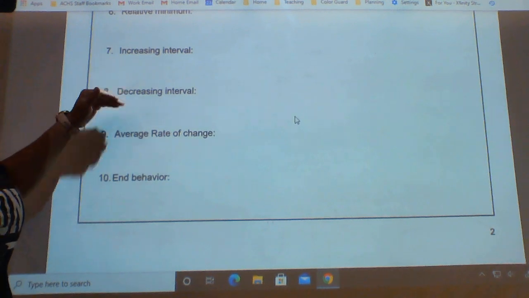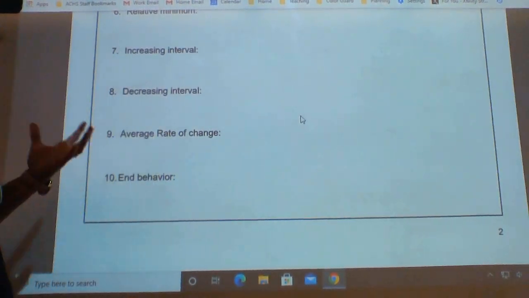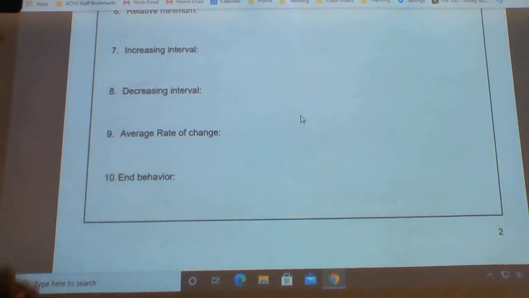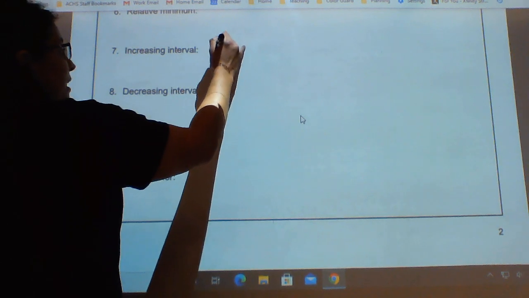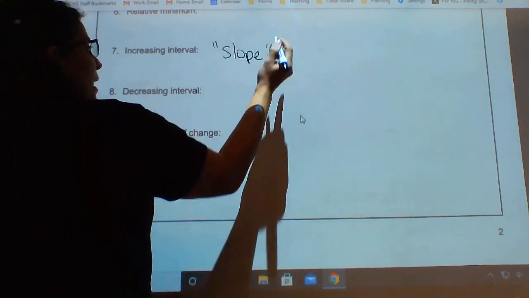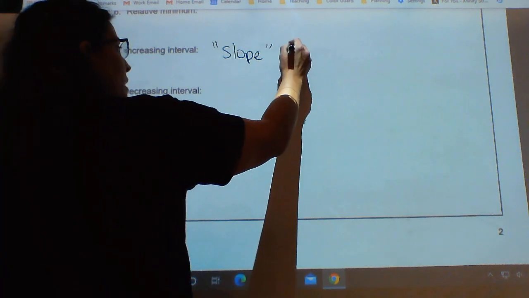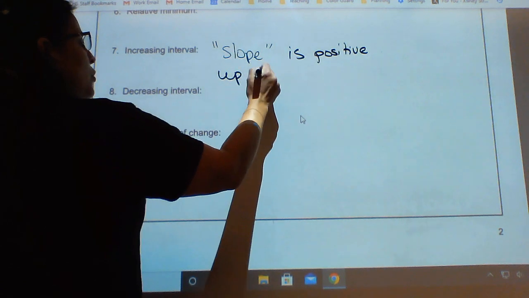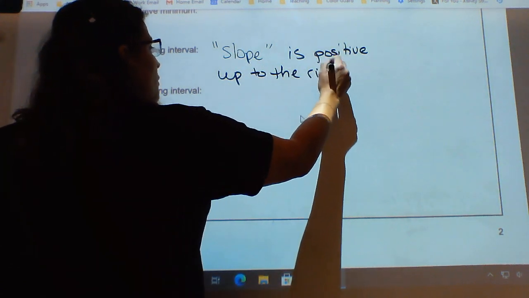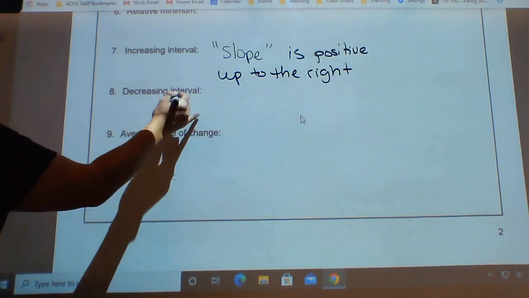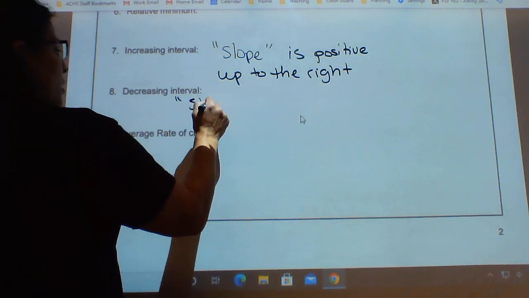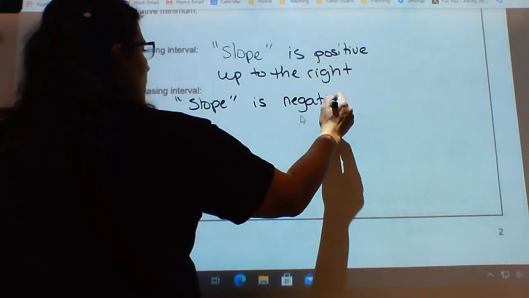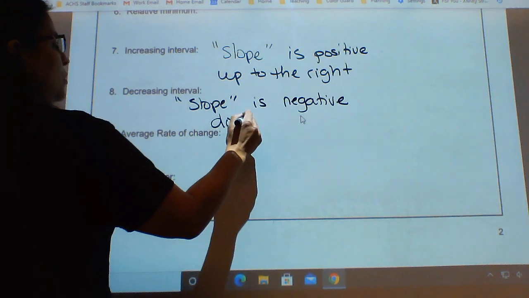Okay, increasing and decreasing intervals. And I'm not sure if this is the textbook definition, but this is what I'm going to say this is, or what I think it is. I think of slope, and it may not be exact slope, but slope is positive, meaning we are going up to the right. So the graph is going up to the right, and our decreasing interval is where our slope is negative. So down to the right.